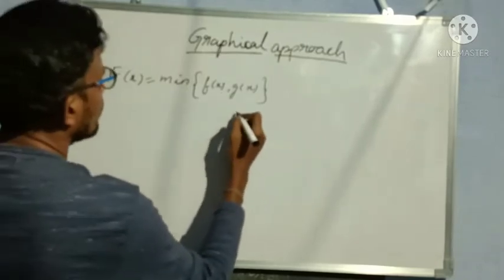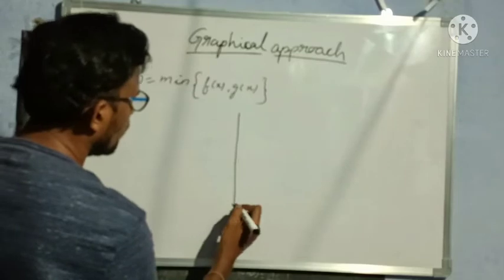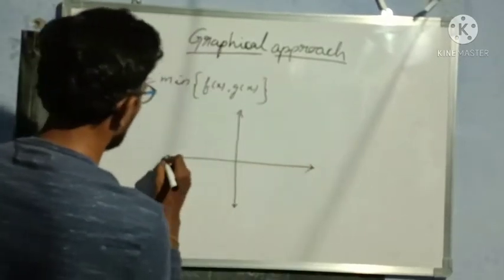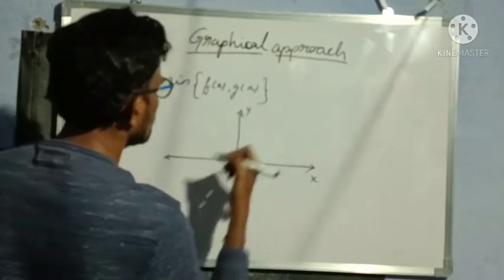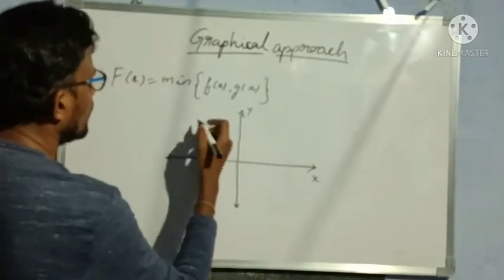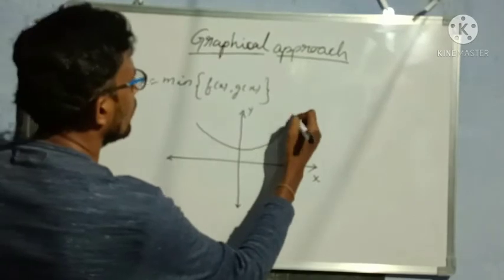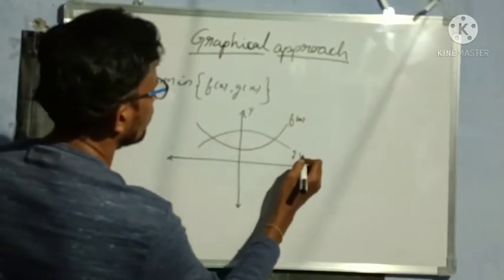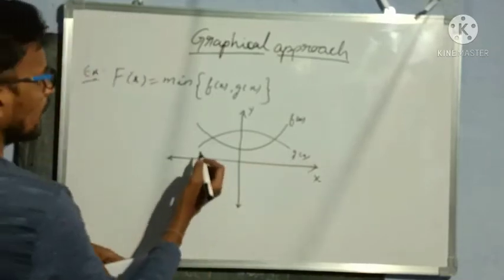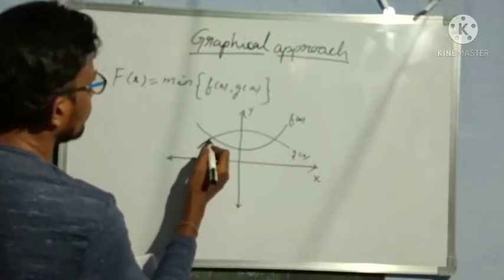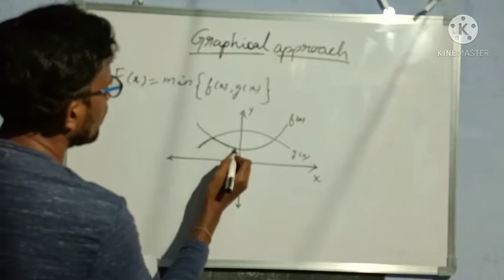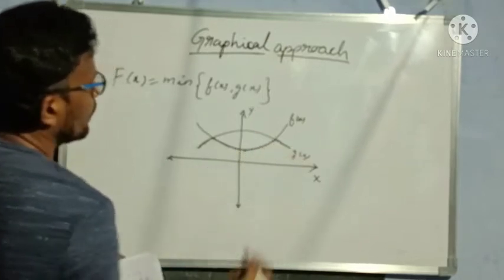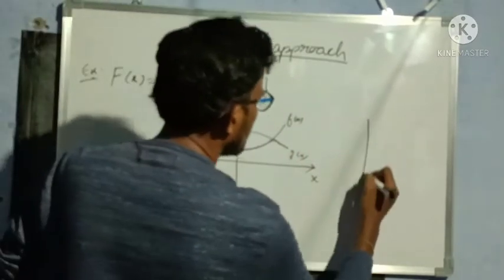How to find it? Same as the previous graph, I am drawing it again. So this is the x-axis, this is the y-axis. This is the f of x graph and this is the g of x graph. Now, whatever is on the downside, that part only we should consider for the minimum value. Understood? So now our graph will change like this.